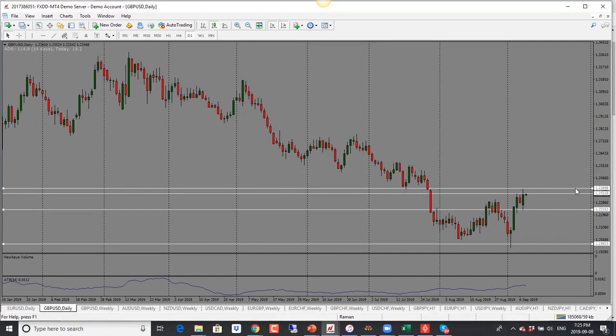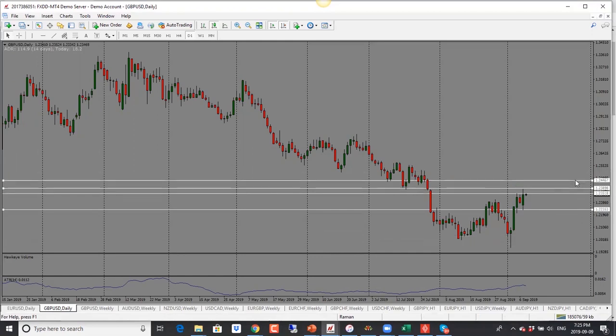And in that case, the first target is 1.2400. And then beyond that, we're looking at 1.2450. But again, the question would be, can it make it through this resistance? If it holds above 1.2350, then we're looking for price to go higher. Bias is bullish here for pound dollar.